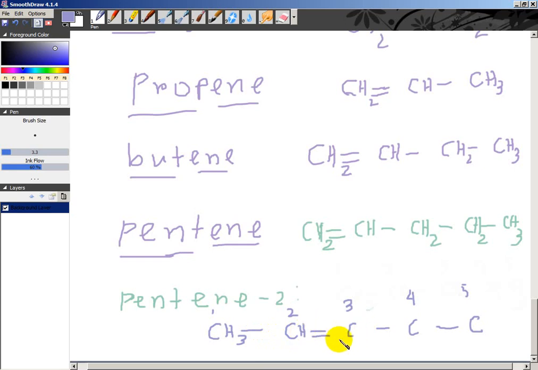This carbon has two bonds and one bond, three bonds, so one more bond forms with hydrogen. This carbon has two bonds, so it will form two more bonds with hydrogen. It has one bond, so it will form three more bonds with hydrogen. So this is pentene-2.